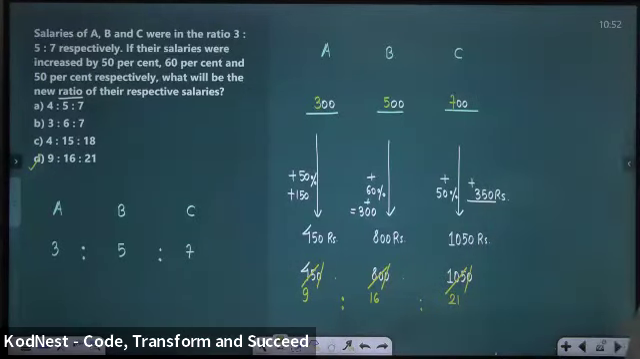So assume the salaries as 3, 5, 7, but take 300, 500, 700. Calculate 50%, that is 150. Calculate 60%, that is 300. Calculate 50% again, that is 350. So the new salaries come out as 450, 800 and 1050 rupees. This gives you the ratio 9, 16 and 21. When you want to calculate a ratio, you just have to cancel common factors, nothing else. Whatever is common, cancel it out.